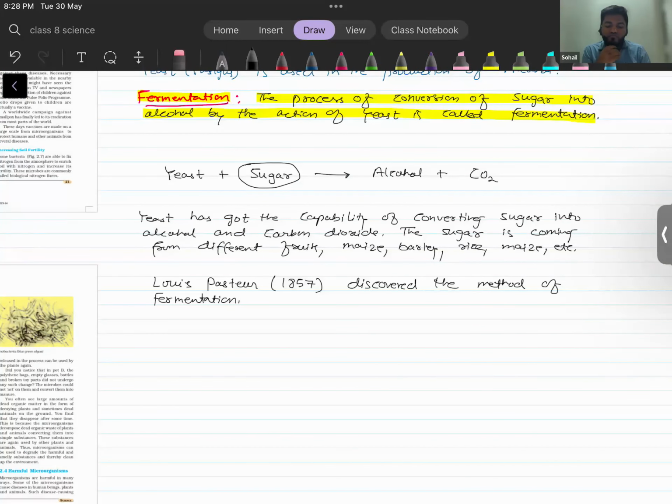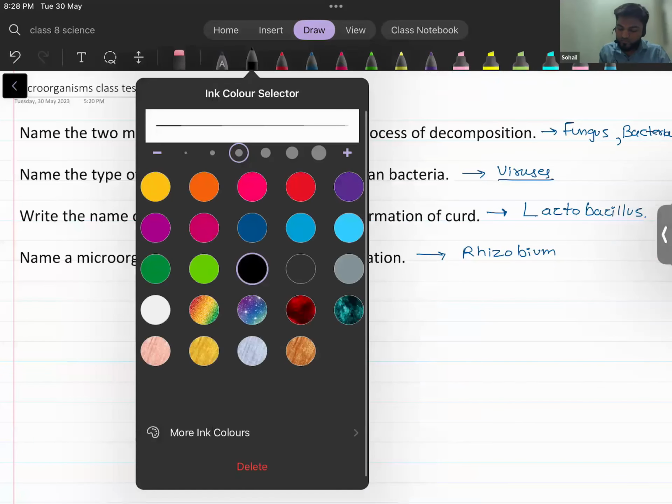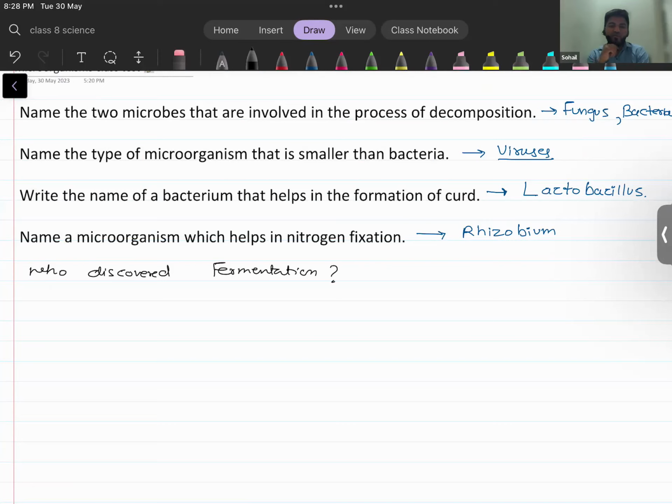Any confusion so far? Now, a few more questions for you. Who discovered fermentation, which we just discussed? Who was the scientist to discover fermentation? What was his full name? Louis Pasteur.